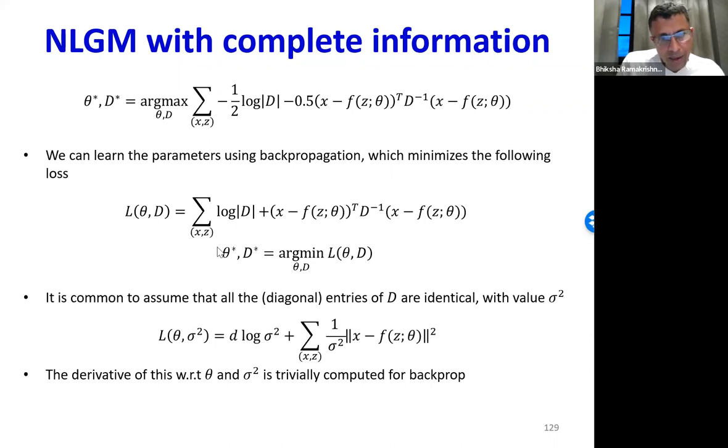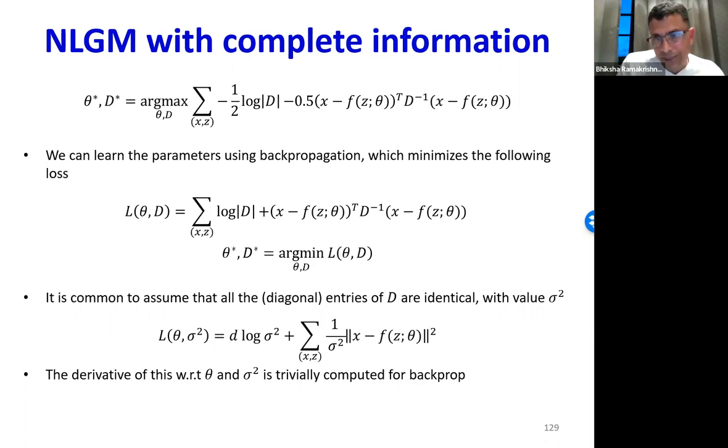right? And in particular, if I assume that my noise is a diagonal covariance Gaussian where all the diagonal entries are identical, then this loss function becomes even simpler. And this can be differentiated with respect to both the variance of the noise and the network parameters. And you can estimate the network parameters.